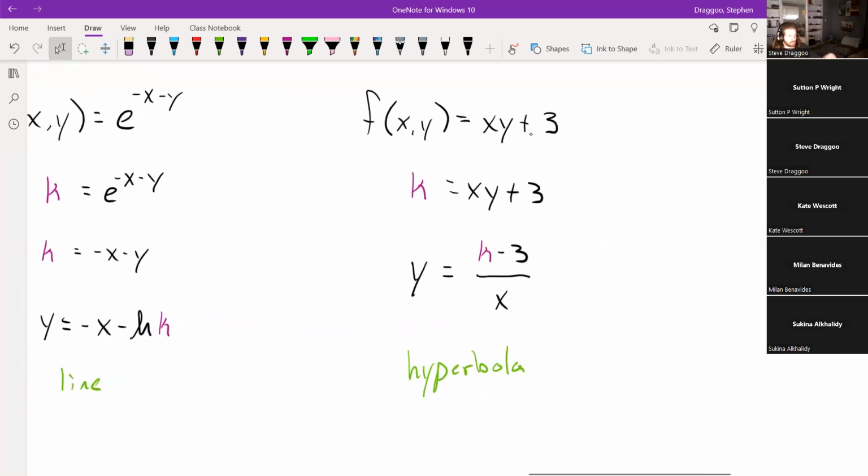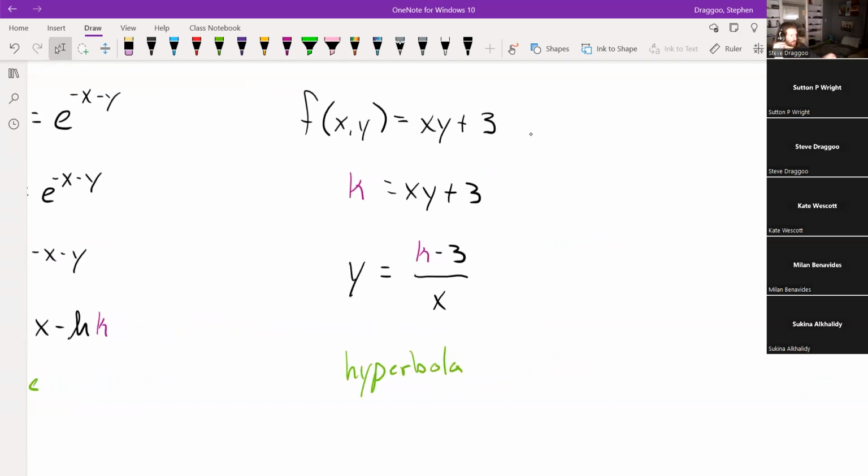And to finally give ourselves an example that doesn't come out linear, how about just x times y plus 3? I want to just, I suppose, solve this thing for y. So set it equal to k. I can subtract 3 over to the other side, divide by x. I get y equals a constant. It's k minus 3 right now, but the specific numbers don't matter. I'm just thinking of it as a constant over x. And that's a hyperbolic shape.